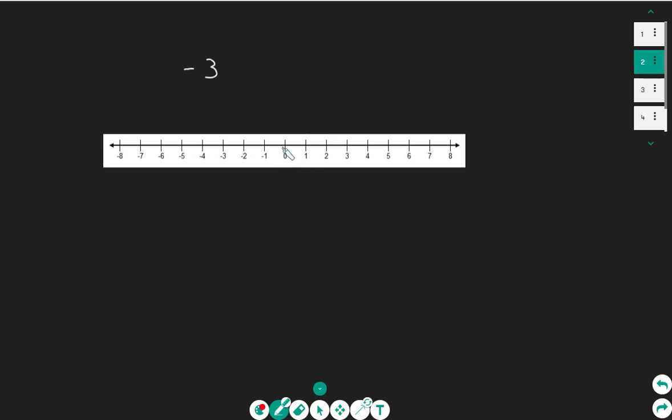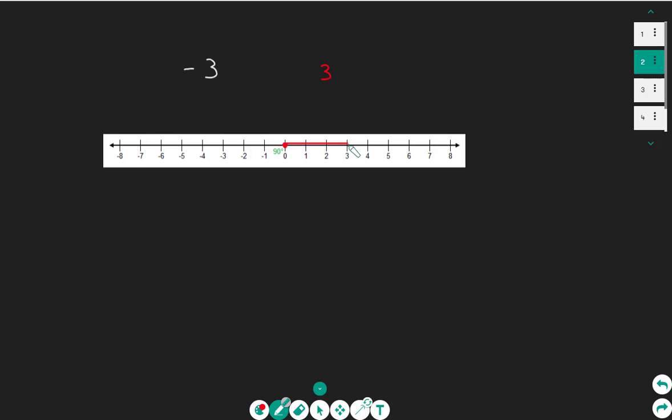If I'm trying to plot a negative 3, well, actually, let's plot a 3 instead. So if I'm going to plot a 3, I would start at 0 on my number line and draw all the way over to the 3. There's my 3. That's how far 3 takes me to the right on the number line.